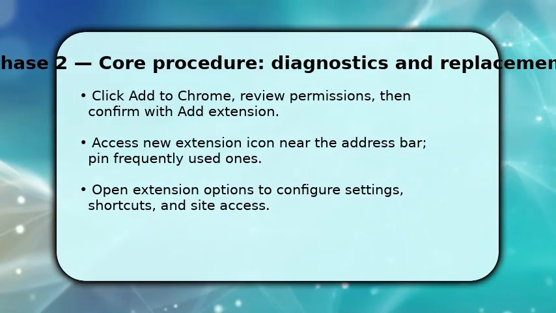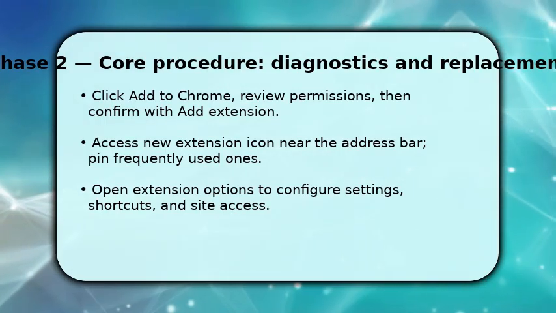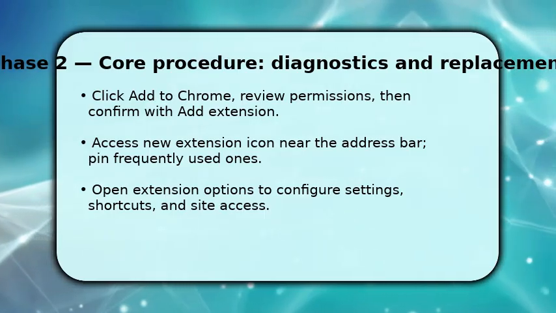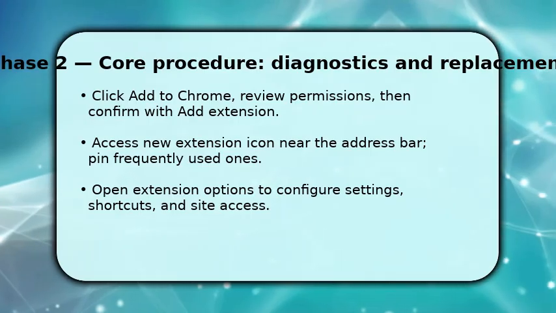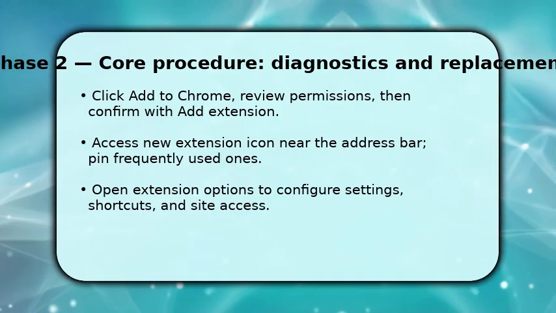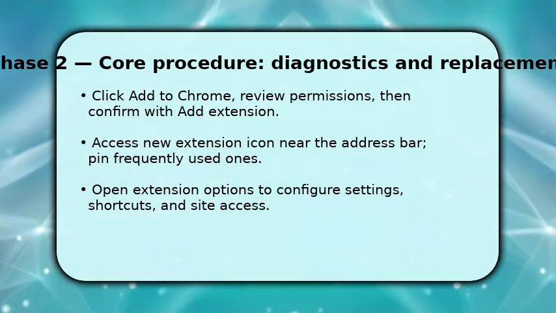This makes management faster. Then open the Extension's Options or Settings page to configure preferences, keyboard shortcuts, and site access rules. Make sure to limit access to only necessary sites. Overly broad permissions are a privacy risk. Finally, restart or reload. Finish by managing, updating, and troubleshooting like a pro.